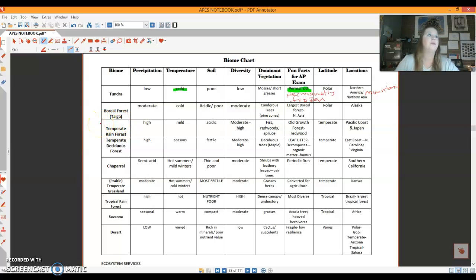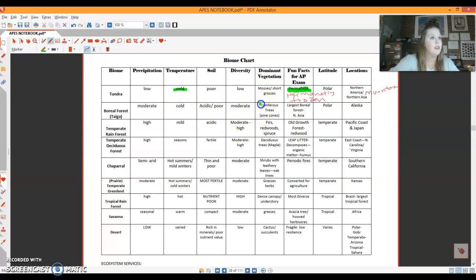Another phrase for boreal is taiga. I know there's some celebrity out there. I don't know. Taiga. You can use taiga or boreal forest. Okay. So what you need to know about the boreal forest is we have, let me get my highlighter tool back.